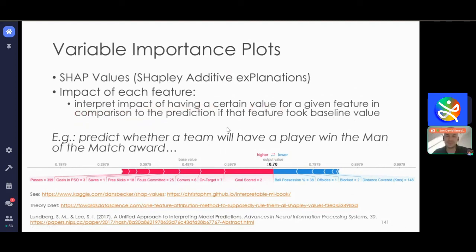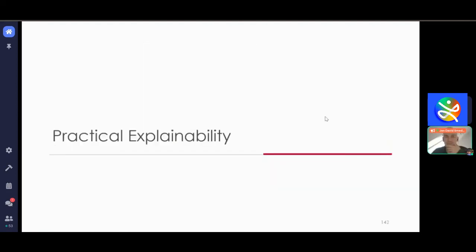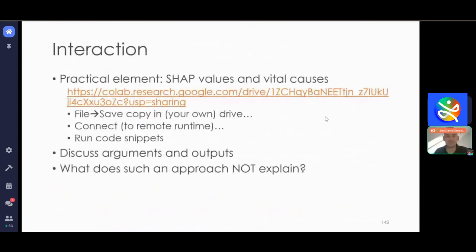This is just an example from a prediction where the team will have a player with a man of the match award, and you see from soccer, passes, goals, saves, and so on, the team performance going in here. And higher likelihood giving or lower likelihood giving features. And this is a very established system, and it's an easy to grasp concept, but there are also some issues with it. And this takes us into the practical example for the session.